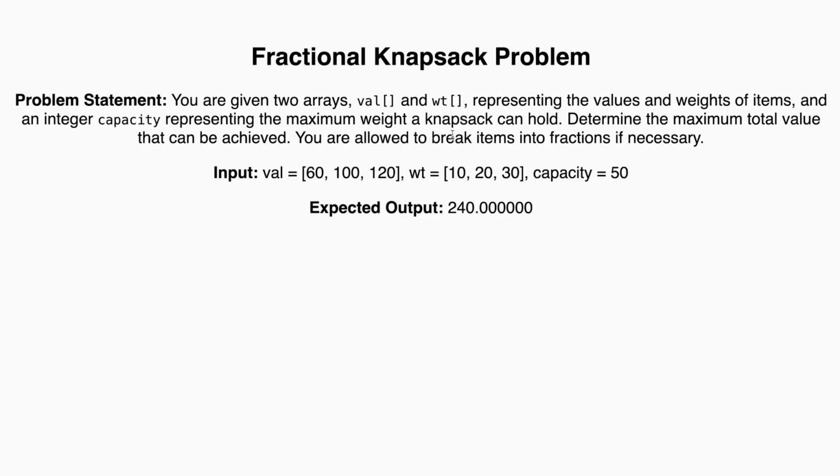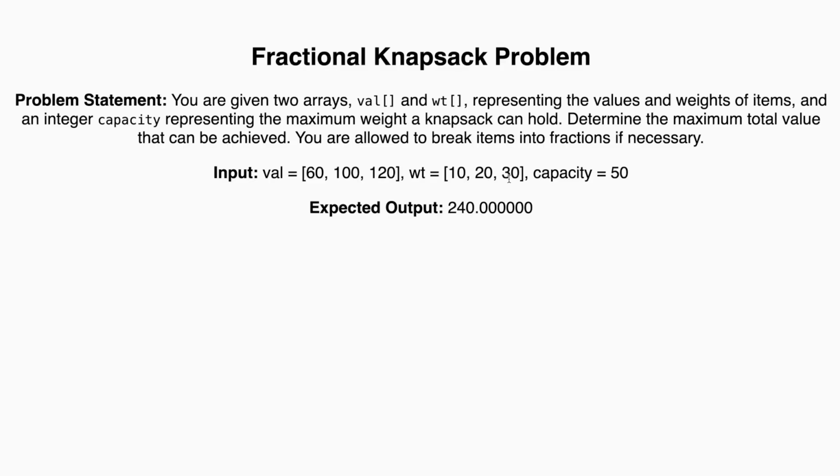So let's try to understand this and see how we can approach it using this particular example. The input is this. This is my value array, which has the value of each of the items, and this is their respective weights. And the total capacity of the knapsack is 50. Whereas the total weight of the individual items is 10 plus 20 plus 30, which is 60. So obviously we can't take all the items in full into the knapsack.